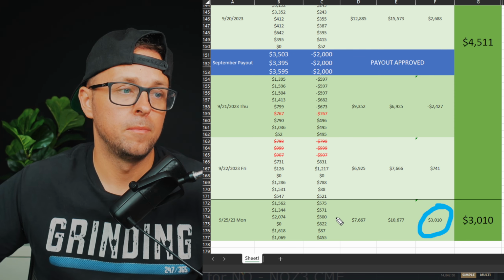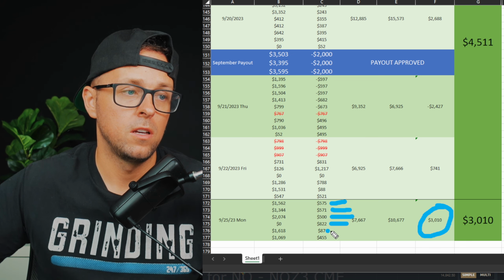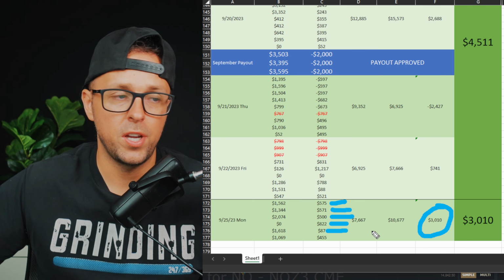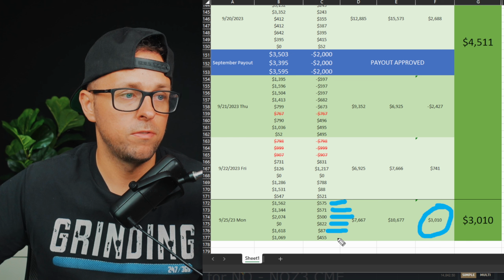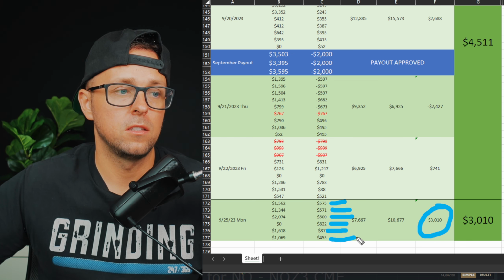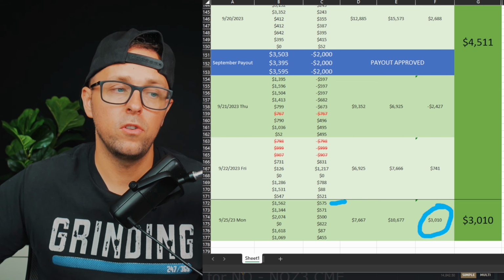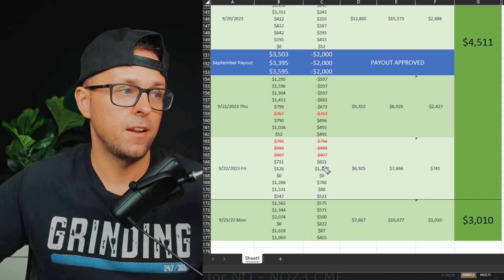But overall, 575, 571, 500, 822 on the brand new account, 87. This is the account that I didn't really trade again. This is the Bulenox I got a withdrawal from that I'm waiting to get cleared on Wednesday. And then this is another Bulenox account that I am requesting hopefully a payout this upcoming Friday.